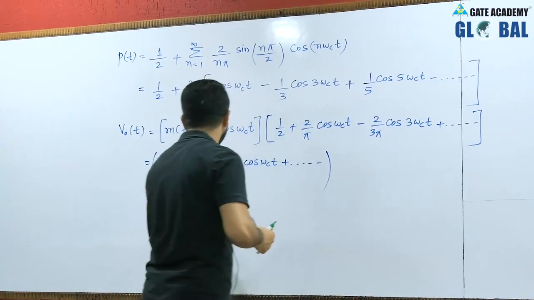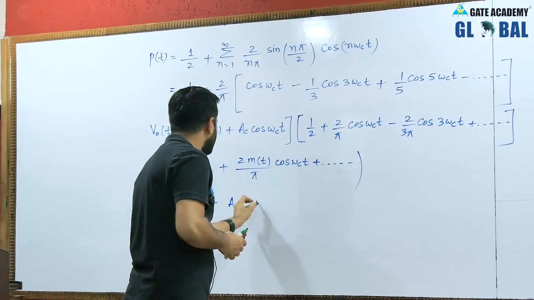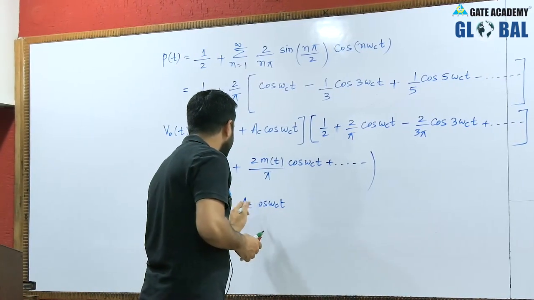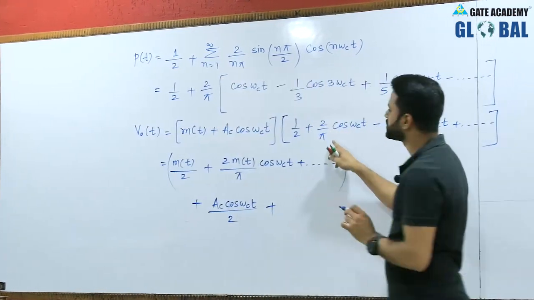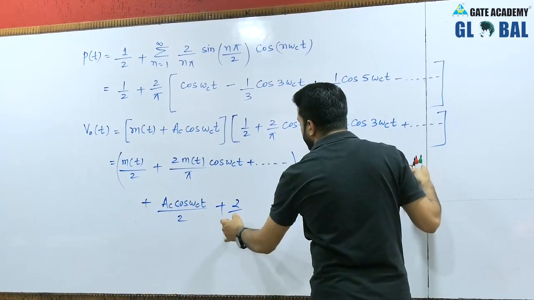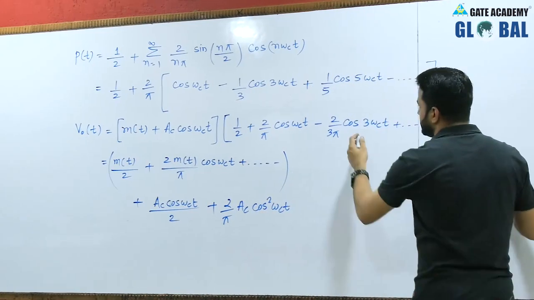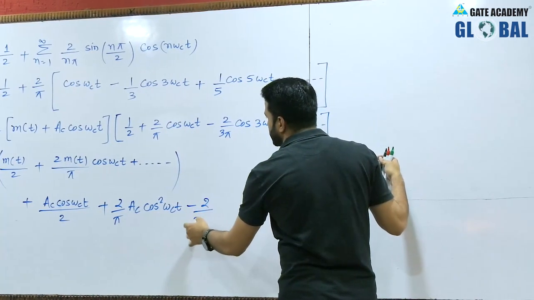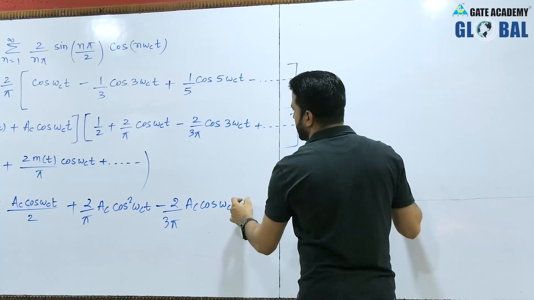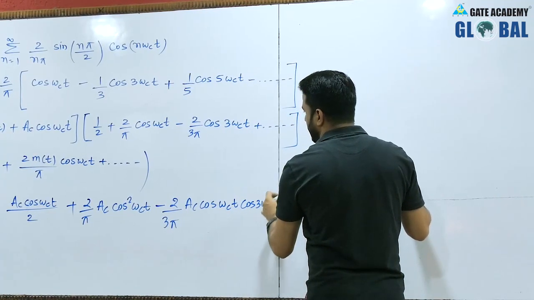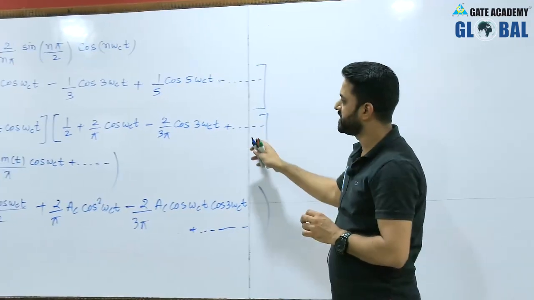Then we get plus Ac cos omega c t multiplied with 1 by 2, then plus 2 upon pi Ac cos square omega c t, then minus 2 upon 3 pi Ac cos omega c t multiplied with cos 3 omega c t, and so on. So these are the different terms which we will get after multiplying these two signals.